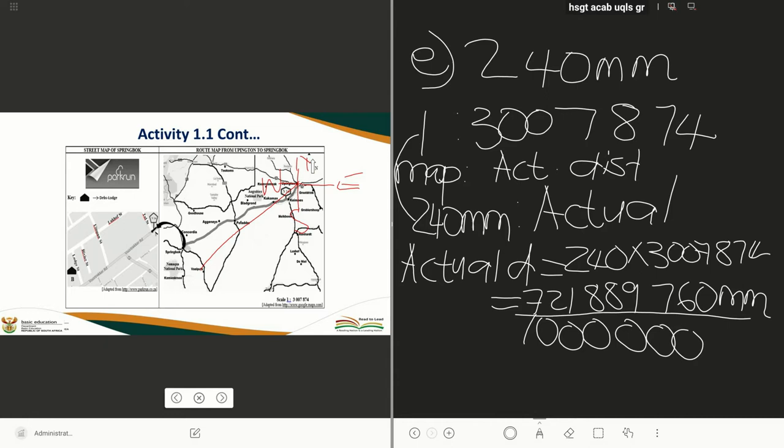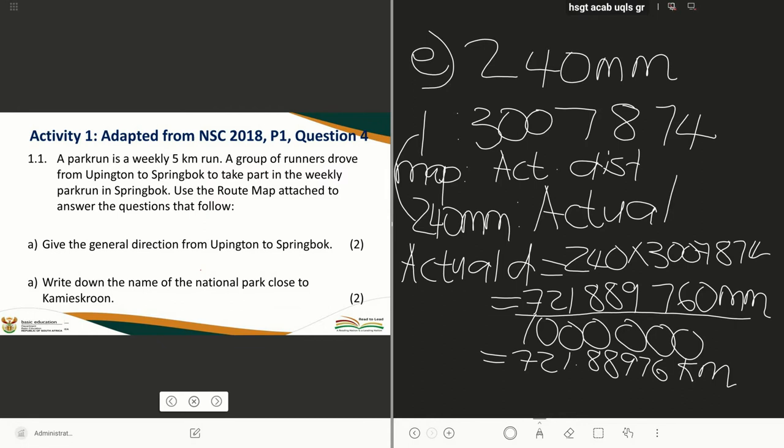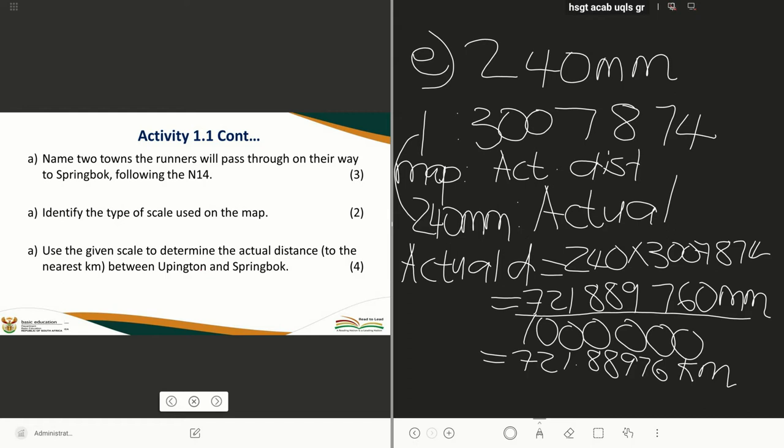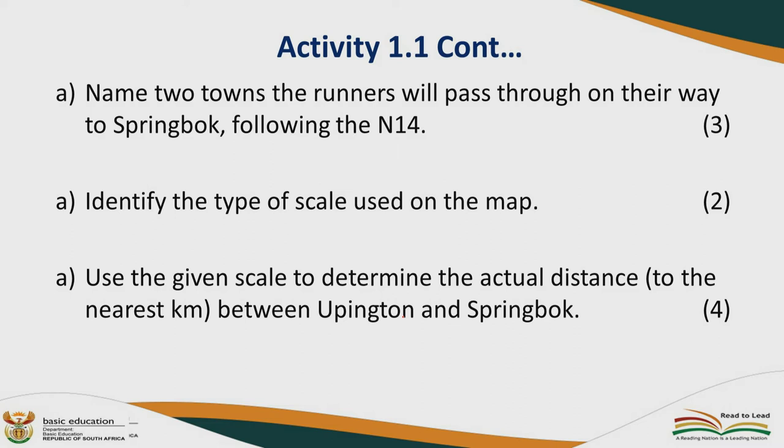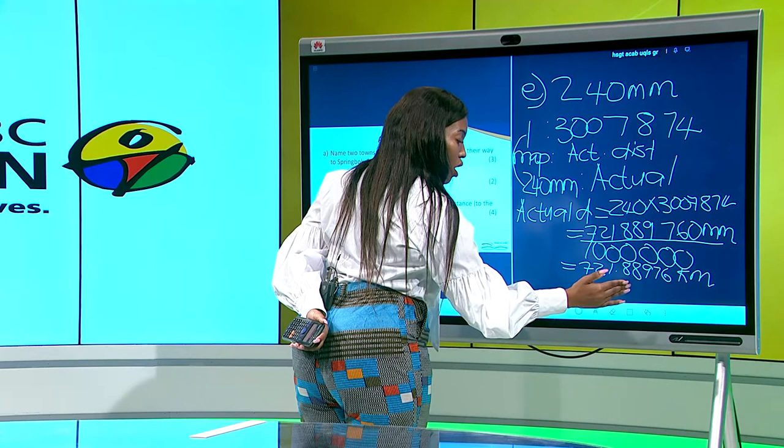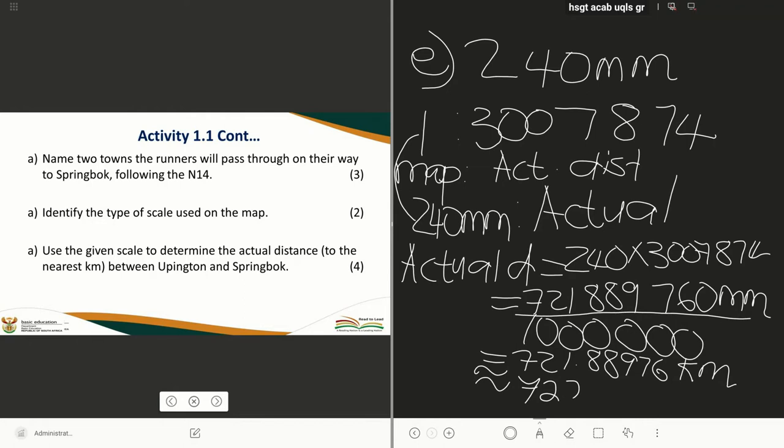So you are going to take your 721 million and then divide it by 1 million. Make sure that you punch in all the zeros. The answer would be 721.88976 kilometers. And what was the instruction again, guys? Let's quickly look at the answer, see if we've answered the question. We were asked to calculate the distance to the nearest kilometer. When they say to the nearest kilometer, it means they don't want your answer as a decimal, but they want it as a whole number. So 721.88976, when we round it, because it's an 8 here and 8 is more than 4, we are going to round up. So now our distance would be 722 kilometers. That is the distance between the two places in kilometers.